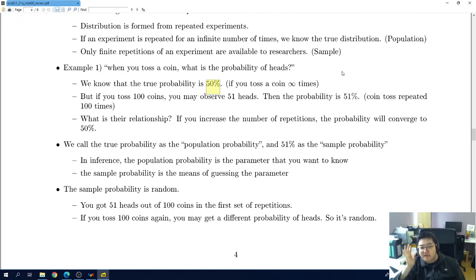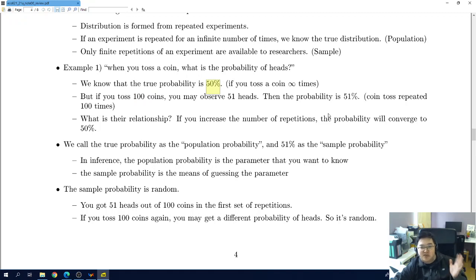They are conceptually different, right? Then what is their relationship? As you can imagine, there is random probability in finite observations, but as you increase the number of repetitions, so you first throw 100 coins, and then 1,000, and then say million, billion, trillion, in the end, the sample probability will converge to the true probability.